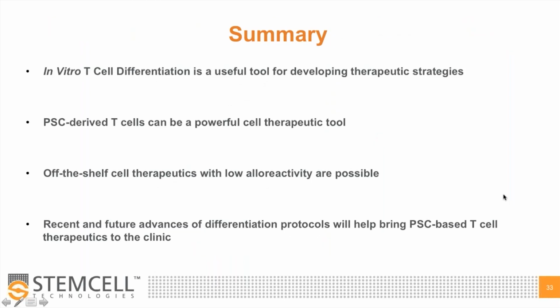So that concludes the third paper and brings me to my summary. I hope I showed you some evidence that in vitro T-cell differentiation can be used for developing therapeutic strategies and modeling diseases in vitro, and that T cells derived from PSCs can be a very powerful therapeutic tool that has clinical applications if further developed. Also, off-the-shelf cell therapeutics can be produced that have low alloreactivity, and they can even be further modified in the future to eliminate any chance of alloreactivity. And there are many recent and future advances that are going to bring that to the clinic even more so.